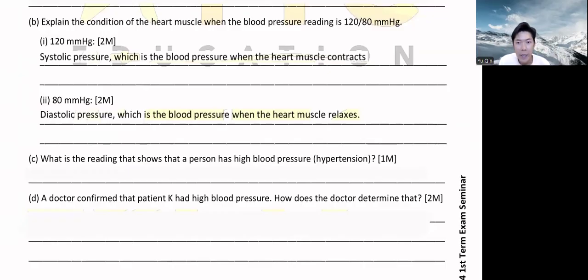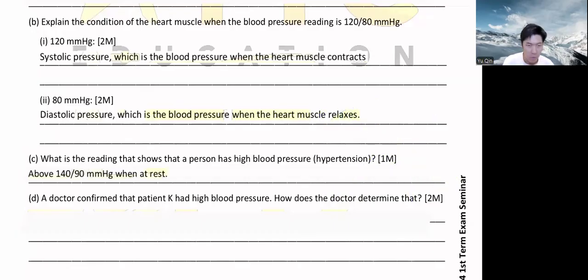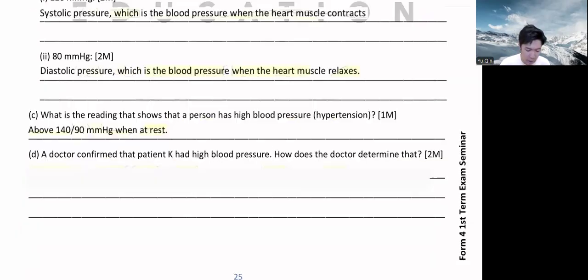What is the reading that shows high blood pressure, in other words hypertension? Just now it was 120 over 80. So on top will be another 20 extra, so 140, and the bottom will be 10 extra, so 90. So I have to remember that: 140 over 90, even at rest. That means when you're just sitting down doing nothing, the pressure is still so high that it is considered high blood pressure. Because if you do sports, running or swimming, high blood pressure is normal. But the thing is, this is at rest.